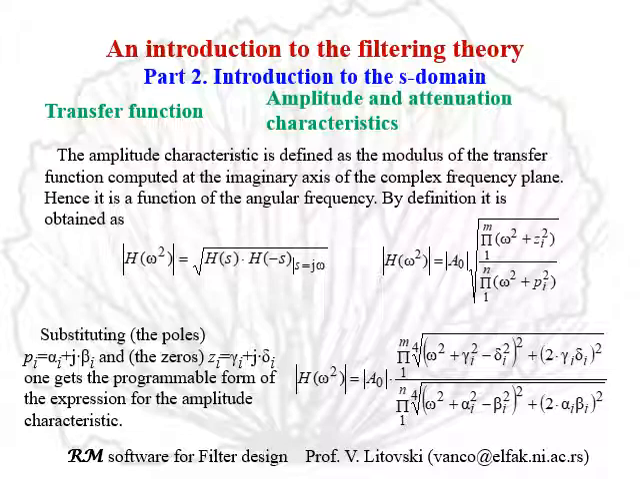In the specific case where the pole is real, this reduces to a form where beta is equal to 0 and nothing changes.